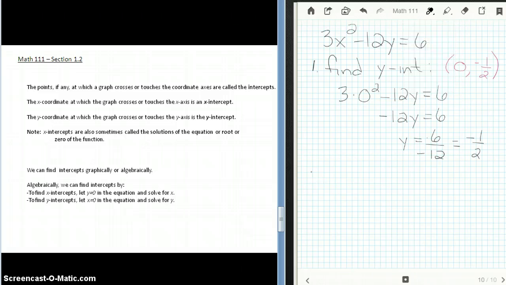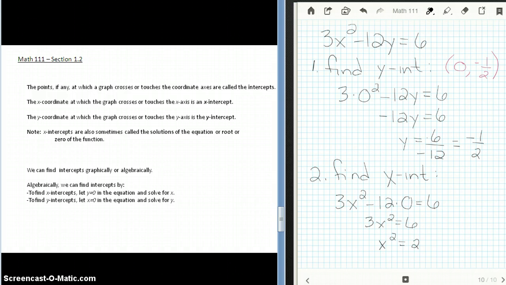All right, so now the second thing to do, we've got to find our x-intercepts. Oh, we already did y. Here we go. So let's find the x-intercepts. For x-intercepts, what we've got to do? Let y be 0. Okay, so we do 3x squared minus 12 times 0 equals 6. Again, that thing's 0, so we just get 3x squared equals 6. Divide by 3, we get x squared equals 2.